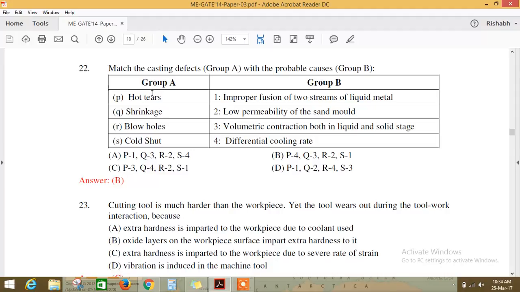Hot tears are basically because of differential cooling rate. Shrinkage, we all know: if we have volumetric contraction in the liquid, we will have a shrinkage cavity. Blowholes: if there is any air bubble trapped inside the sand, or if the sand has low permeability, meaning it is not allowing the gases to escape from the mold, you will find blowholes. So R is 2, Q is 3, P is 4, S is 1. So the answer is B.